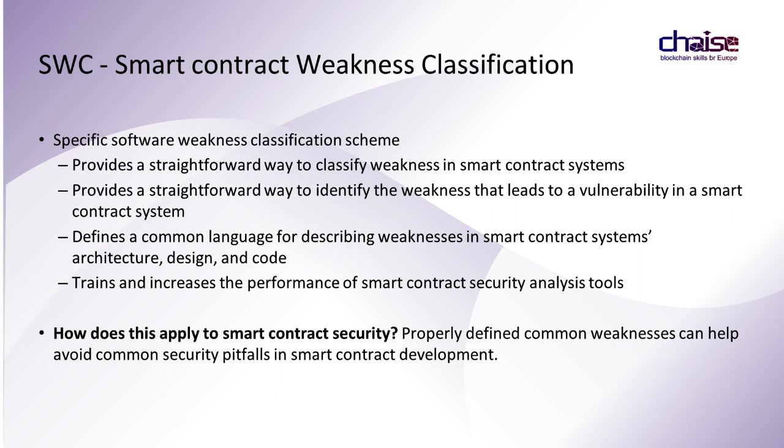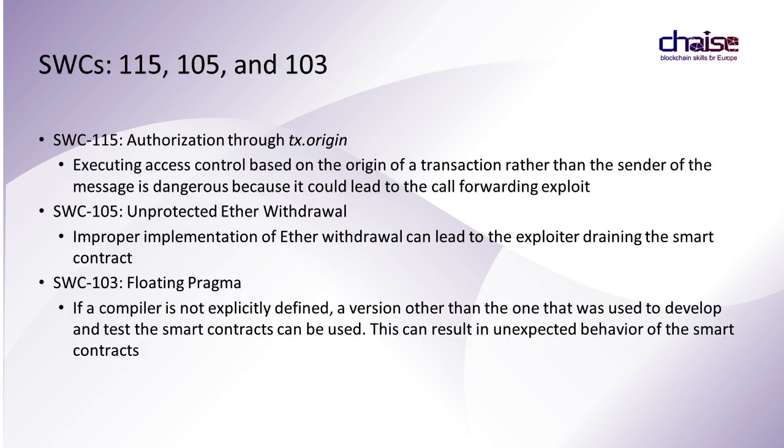It defines a common language for describing weaknesses in smart contract systems architecture, design, and code. It trains and increases the performance of smart contract security analysis tools. How does this apply to smart contract security? Properly defined common weaknesses can help avoid common security pitfalls in smart contract development. Familiarity with common SWCs can help us avoid common security vulnerabilities of smart contracts.